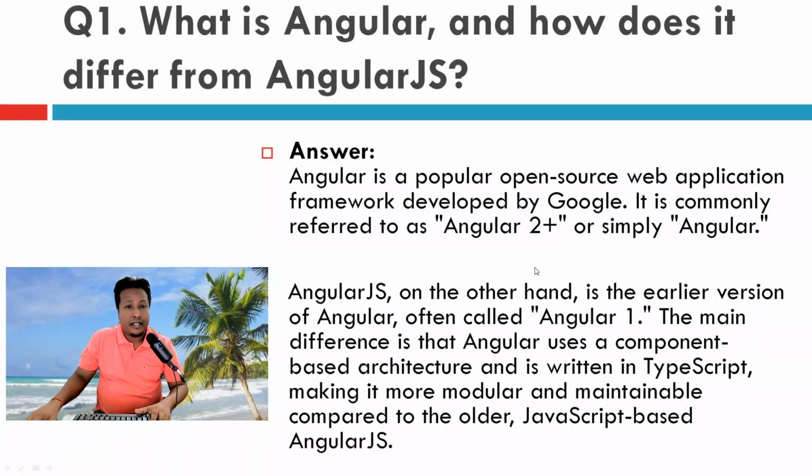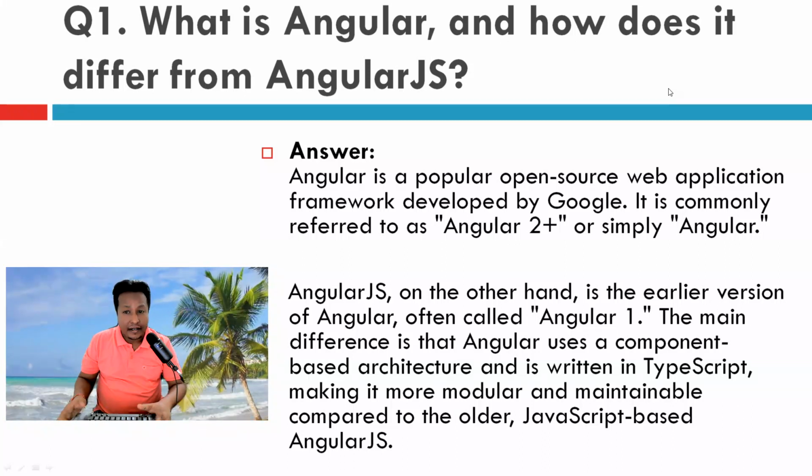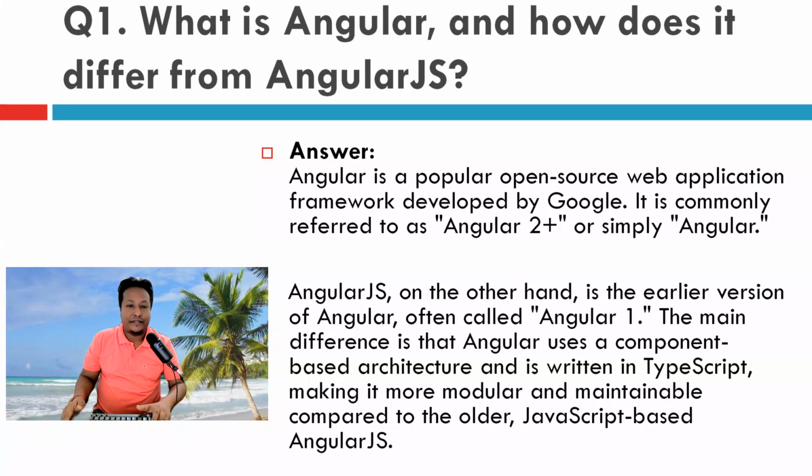So the first question that is being asked is, what is Angular and how does it differ from AngularJS? The answers may differ, but the most common way to answer this is: Angular is a popular open source web application framework developed by Google. It is commonly referred to as Angular 2 plus, or you can simply call it Angular. AngularJS is the earlier version of Angular. It is often called Angular 1.